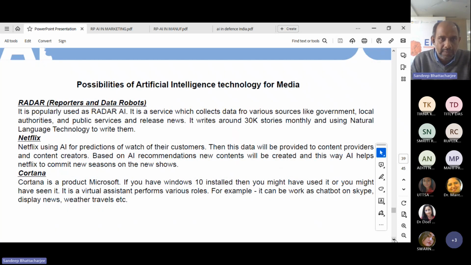In media, they are using it very conveniently. There's a system called Radar, with reporters and data robots. It is popularly known as Radar AI. It is a service which collects data from various sources like government, local authorities, public services, and released news. It writes about 30,000 stories on a monthly basis and uses natural language technology to write them. This is used mainly for those companies which are generating a lot of news from different places.